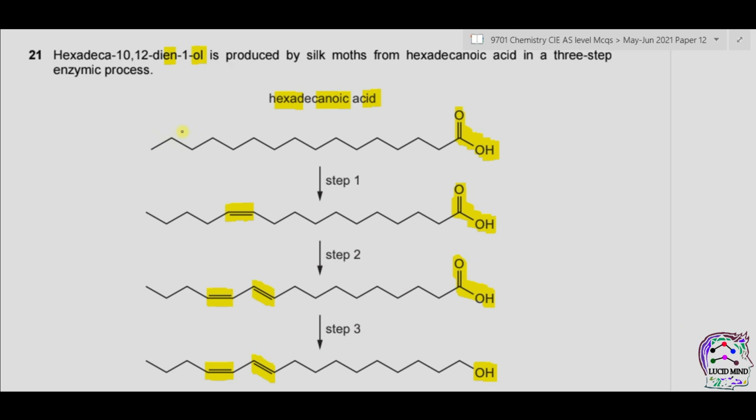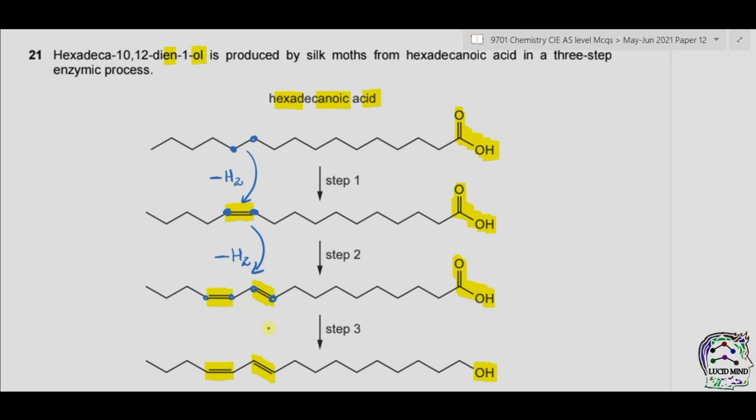Now we can see the changes. We had a single bond which is now converted into a double bond. It means there is a loss of hydrogen. Alkane is converted into alkene. Then in the next chain we have the same number of carbon atoms in the long chain, but another double bond has come into existence, which means loss of another H2.